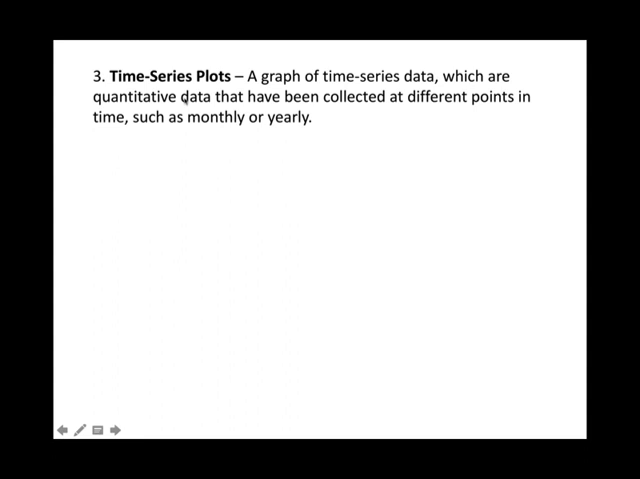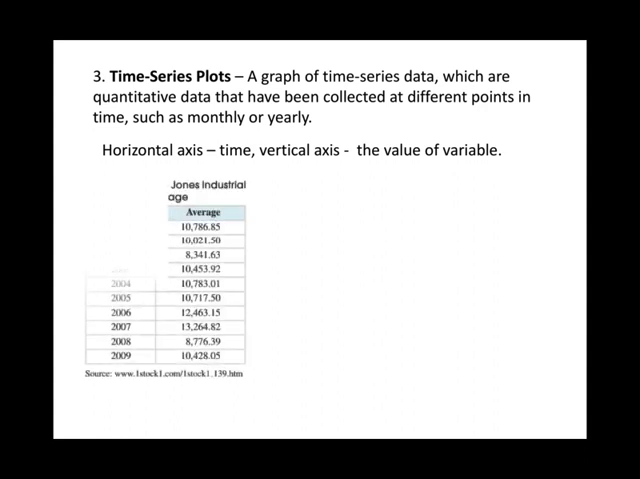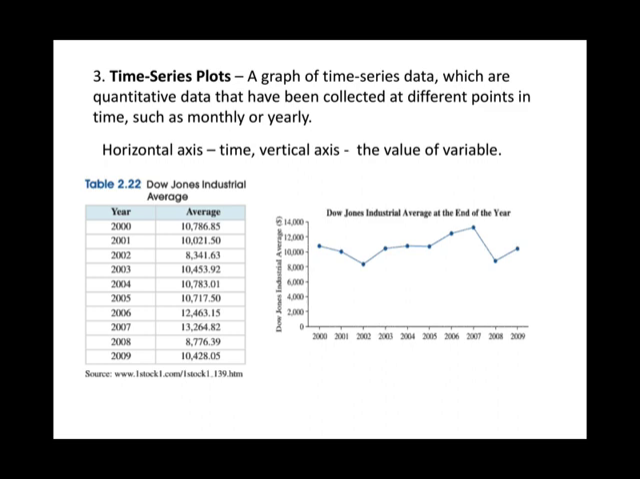So we use the time as the x-axis and the value of the variable as the y-axis. So we have an example of the Dow Jones industrial average. So year is my x-axis and the average is my y-axis. And then we will use a dot to represent each data. And then we're going to connect all those points with a straight line here. So this is my time series plot.